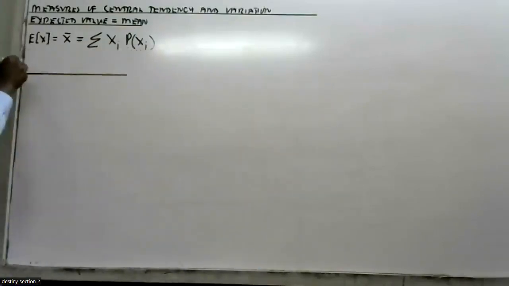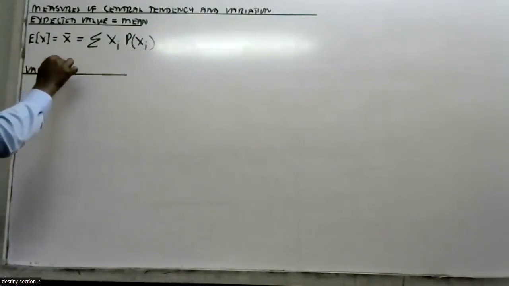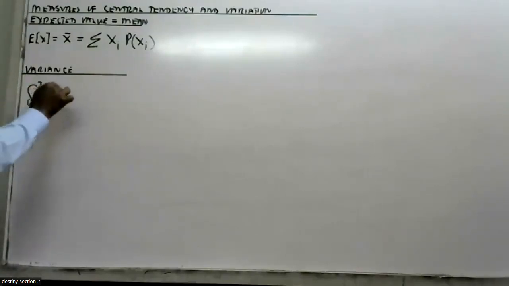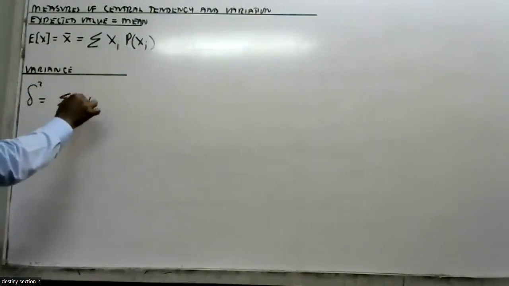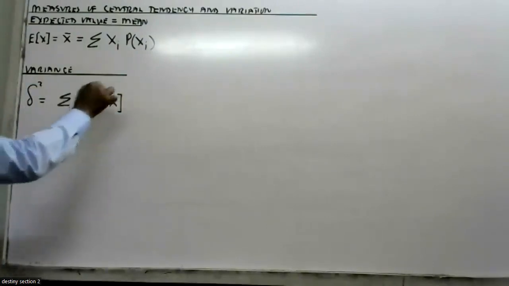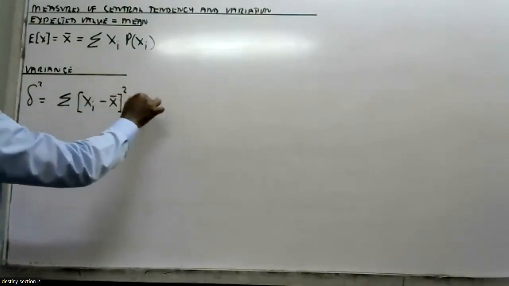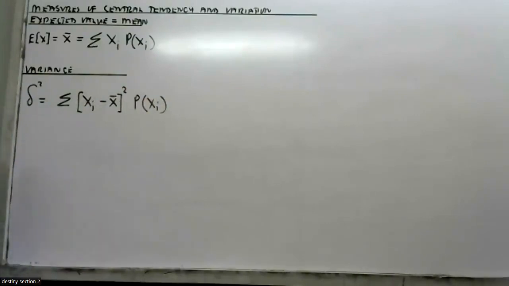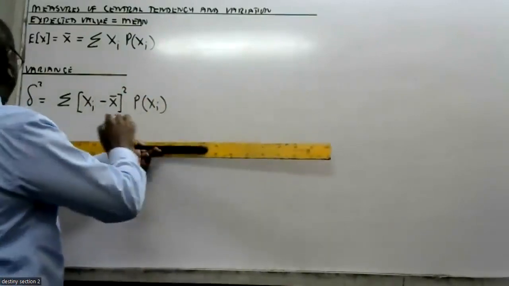The other thing that you need to remember is called variance. Variance is given as delta square, the sum of xi minus x bar squared, multiplied by the probability of xi. That's how we compute variance.